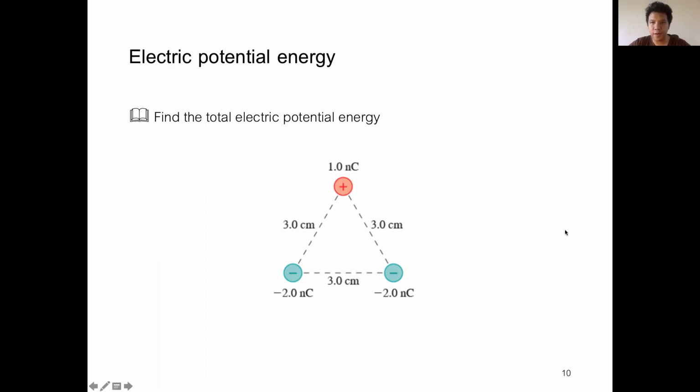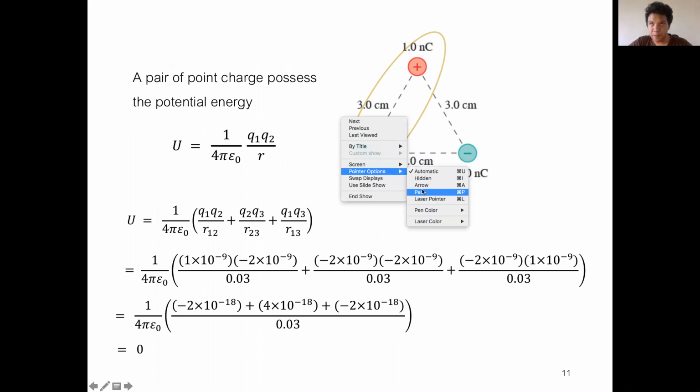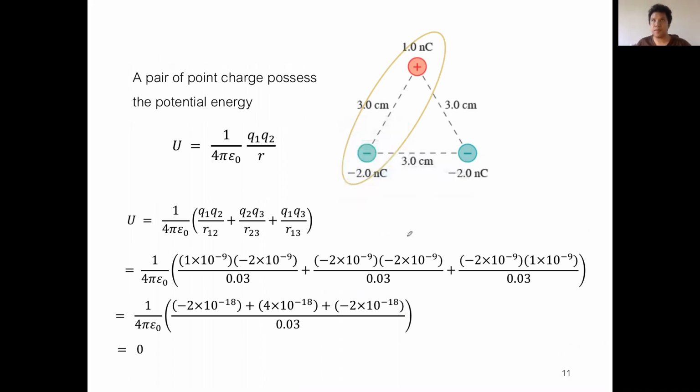Okay, so let's have a look at this example, to find the total electric potential energy for the 3 charge system. We start with giving a number to these charges. Let's say that this is number 1, number 2, and number 3.